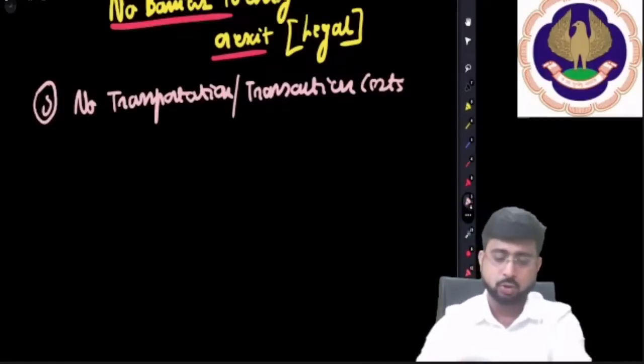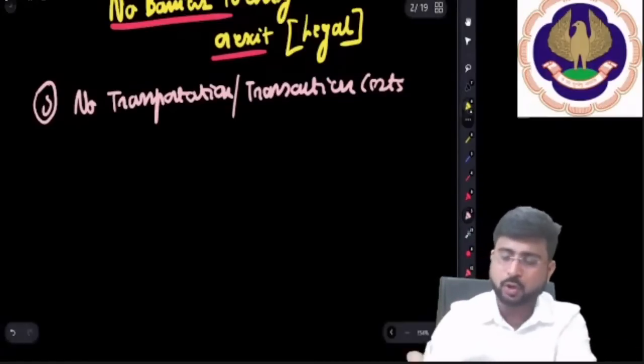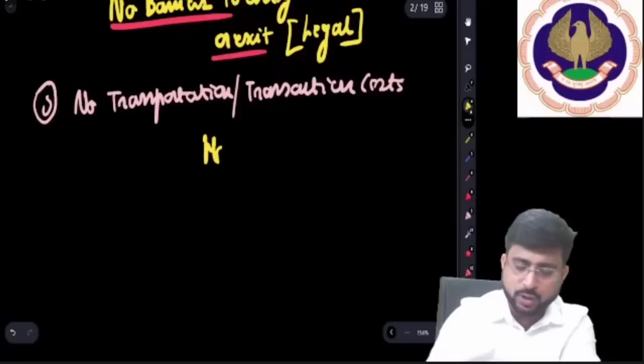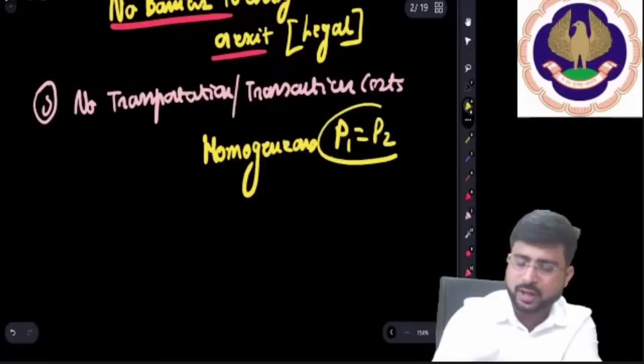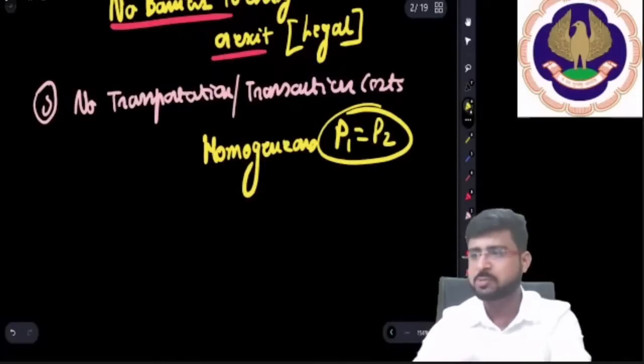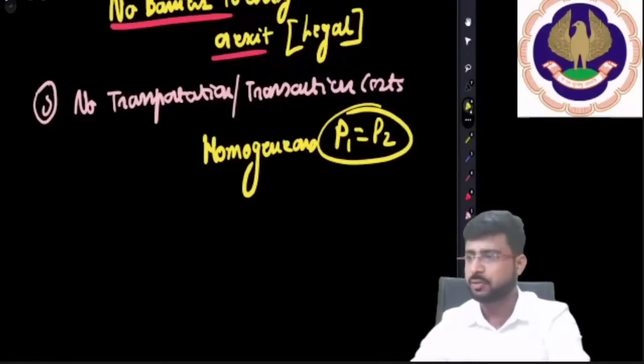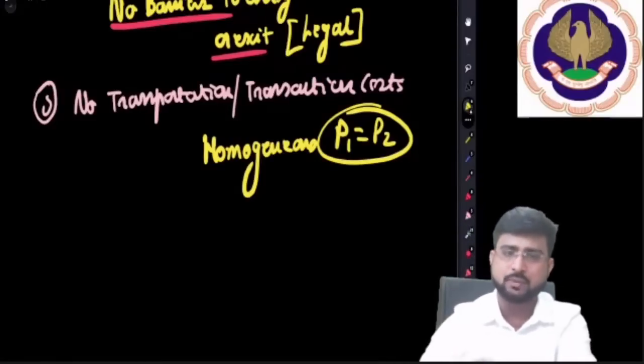So yes, why no transaction cost? Because we have said that the products here are homogeneous. If the product has to be homogeneous, the prices of all products should be the same. The price charged by all the sellers should be the same. Now pay attention, everyone. Let me give you an example.